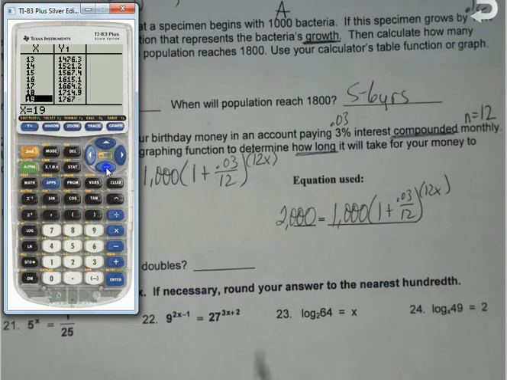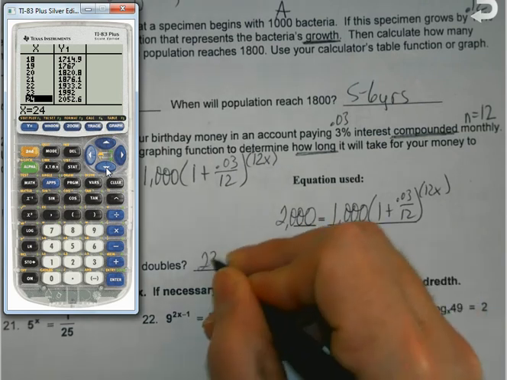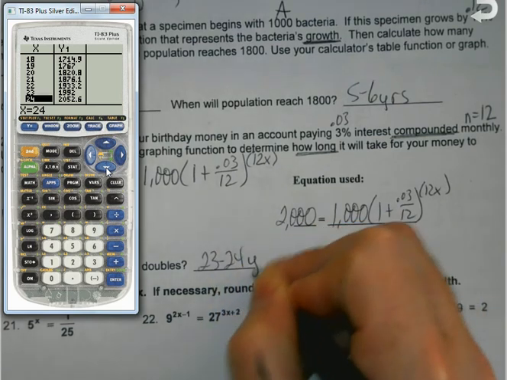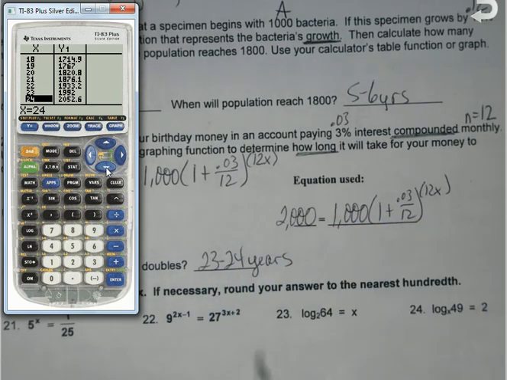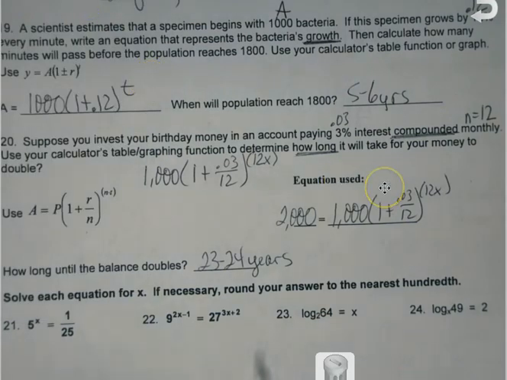It's taking a while. Holy cow. Like 23 to 24 years. So for some of you, you're going to be celebrating your 40th birthday before that money doubles. I'd probably spend it before then, but that's me. But that's how I'd find that.